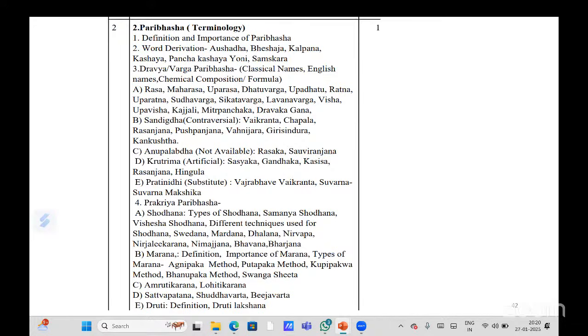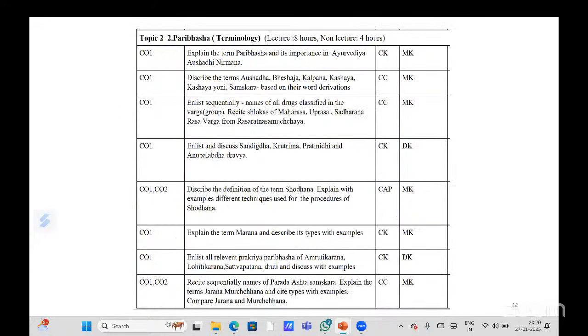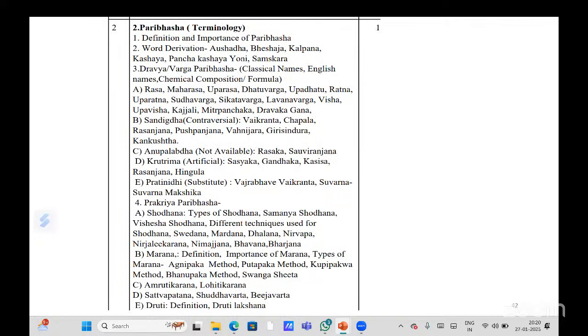Coming to the Paribhasha Prakarana, in MCQ there is a chance of asking this classification, Rasadravya classifications. For example, Abraka will come under which group: Maharasa, Uparasa, or Sadharana Rasa. Similarly, Kampilaka is grouped in Maharasa, Uparasa, Sadharana Rasa, and there may be chances of asking the chemical composition of those drugs. Okay, so moving to the Paribhasha, as Paritah Bhashitam, a paribhasha.